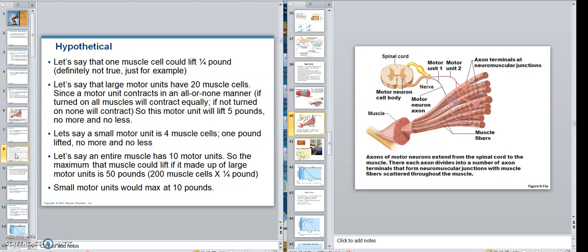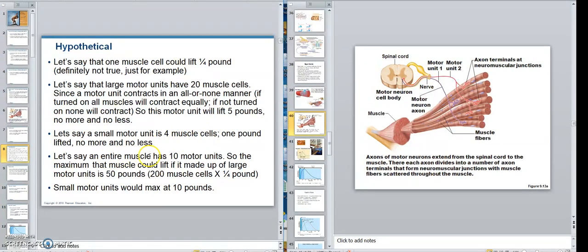Now, to explain this, I want you to look at this. You may want to get a piece of paper. I'm doing a hypothetical situation. Let's see if you can understand what I'm doing. Let's say that one muscle cell could lift a quarter pound, and that is definitely not true. It's nowhere close to lifting a quarter pound, but I'm just making it hypothetical for the math. Let's say that a large motor unit has 20 muscle cells. Since a motor unit contracts in an all or none manner, this motor unit will lift 5 pounds, no more or no less. Why? Because a fourth of 20 is what? 5. So let's say a small motor unit has 4 muscle cells, which would be 1 pound lifted.